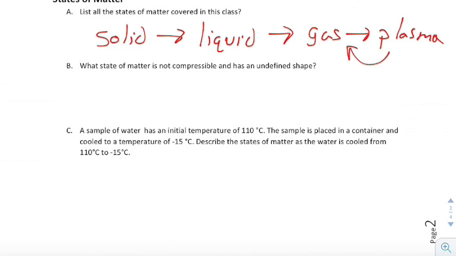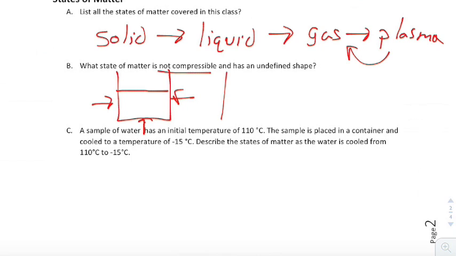So next we have: what is the state of matter that is not compressible and has an undefined shape? The first thing we want to look at is what are the two states of matter that are not compressible. If you were to try and squeeze a solid object like your desk or a book, or a cement block, on all sides, it won't compress. It may eventually fracture or break, but it's not going to compress. It's not going to get any smaller.